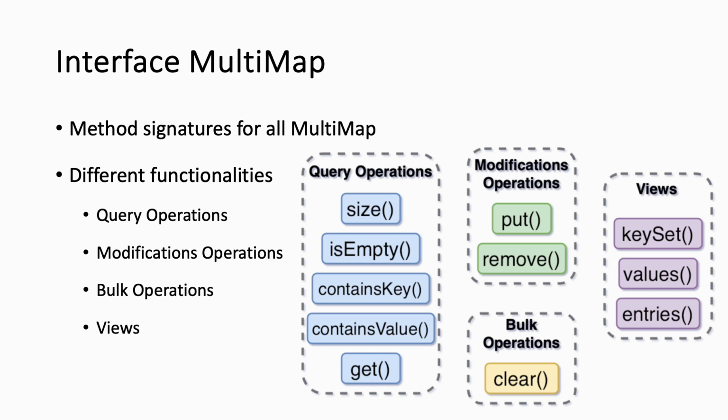Next are the modification operations. These are put and remove, which allow us to insert and remove keys from the multimap. The bulk operation is clear, which allows us to remove all the data stored in the data structure at once. It also provides us with three views: the key set, values, and entries, which will be discussed further in detail.